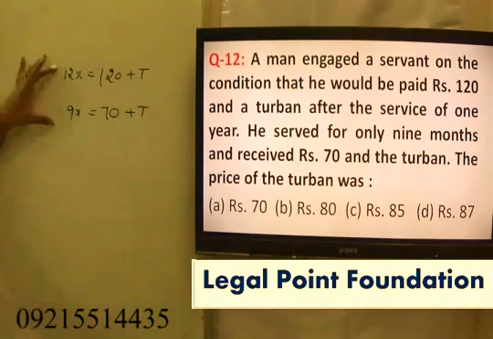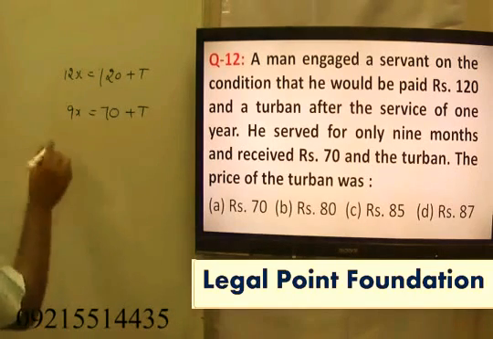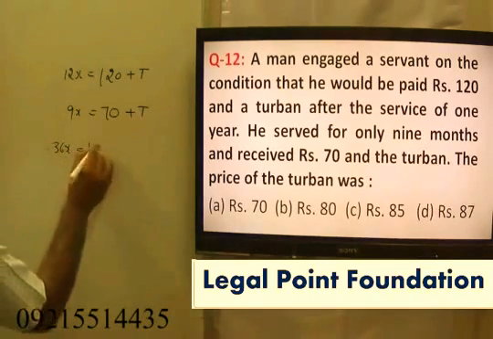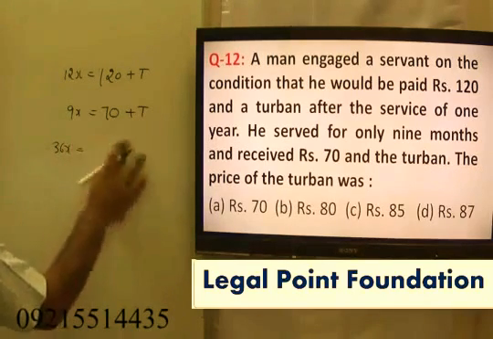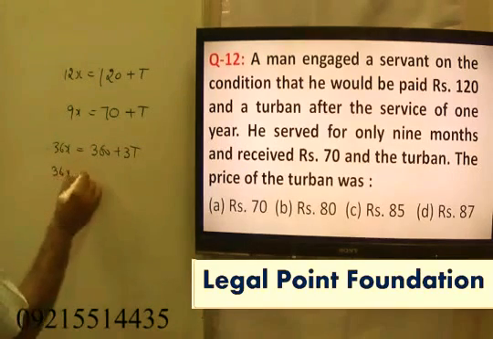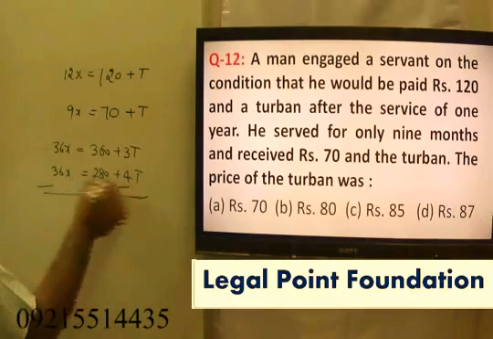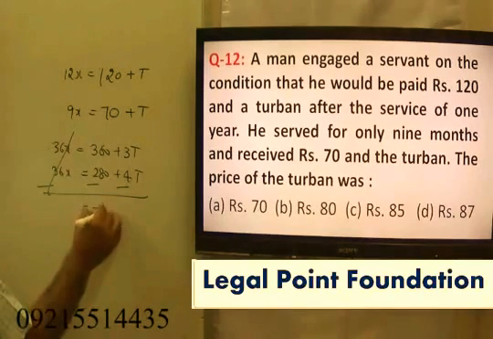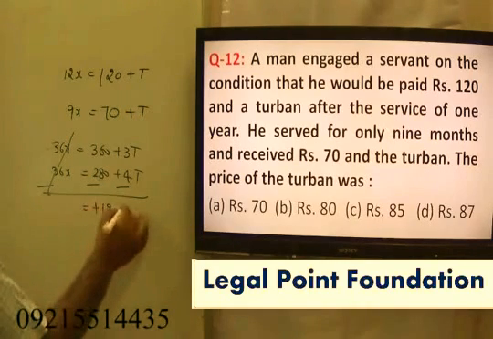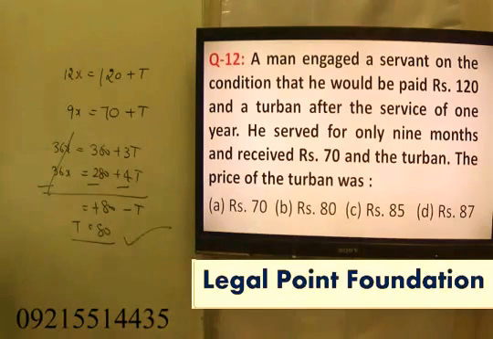We have to just cancel out this X. So what process can I apply? Multiply this by 3 and this by 4. That is, 36X equal to 480 plus... sorry, I am multiplying by 3. That is 360 plus 3T. Here I am multiplying by 4. 36X equal to 280 plus 4T. Right? Now we have to subtract. Cancel out. Here we get minus 120... sorry, plus 120 minus T. T is equal to 120... sorry, 80. Right? So here I can say the turban costs rupees 80. Answer to my question is B.